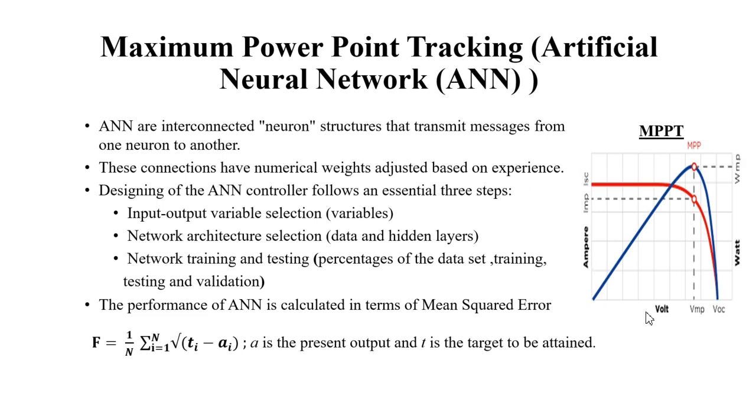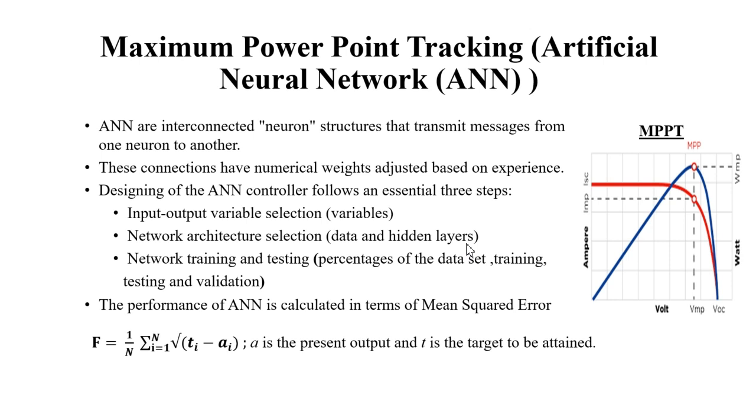This is the MPPT. This point is known as the maximum power point, where the VOC and ISC of the panel are decided, and for different irradiation and different temperature, the VMP and IMP are going to vary. For that case, we have used the ANN. These ANNs have three important parameters. First, we have to define the input and output variables. That means we should be sure which parameters have to be taken as input and in what terms we need the power. Then the network architecture, selection of the data and the hidden layer.